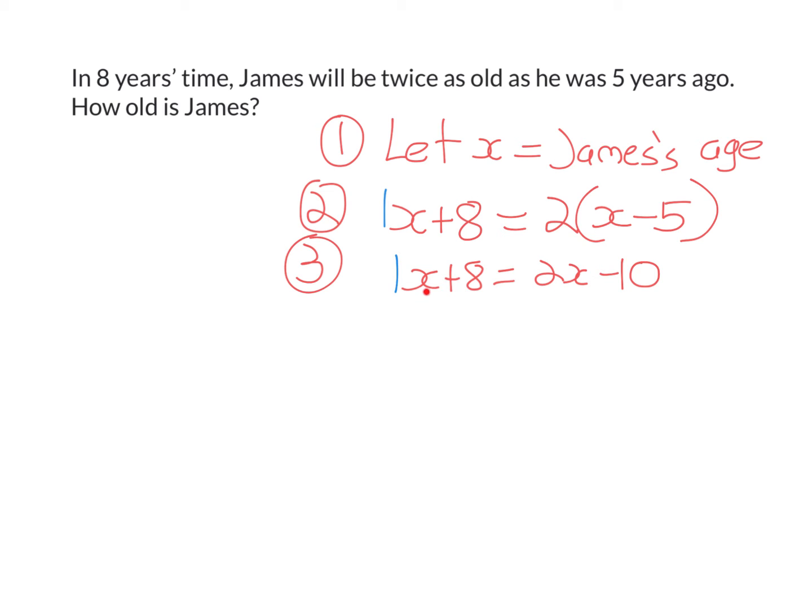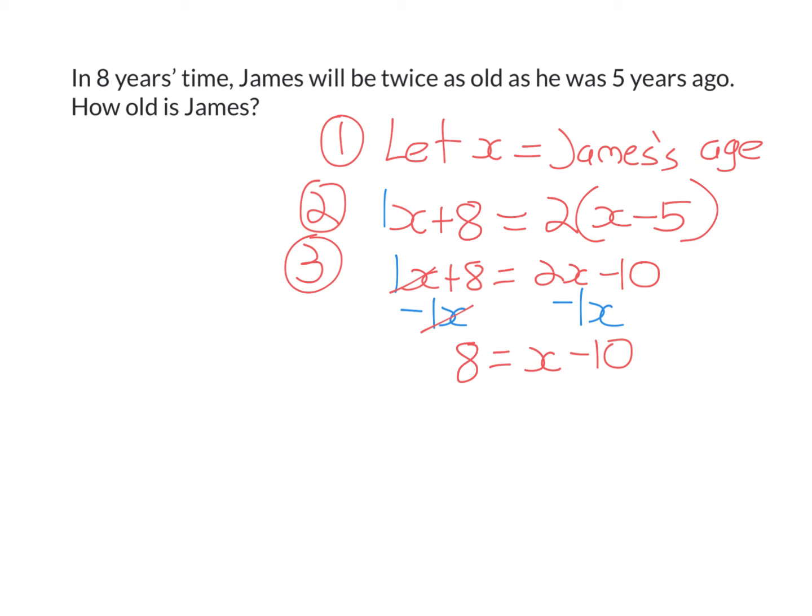So the coefficient of this x is 1, the coefficient of this x is 2. This one has a lower coefficient, so we subtract it from both sides. We're subtracting x or 1x from both sides. So x minus x is just 0, so I'm left with 8 on the left-hand side. On the right-hand side, 2x minus 1x is just x, and I've got the minus 10.